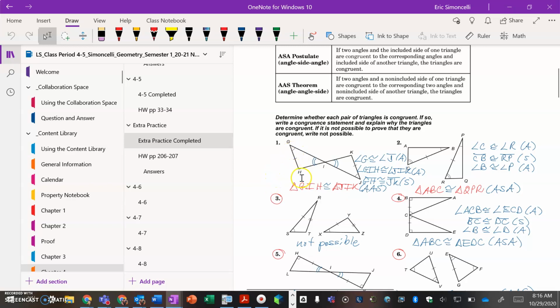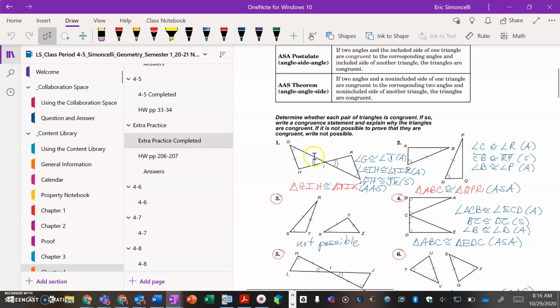It shows here that you've got two triangles. Here's one triangle. Here's another triangle. You are to determine whether each pair of triangles is congruent, and if so, write a congruent statement and explain why the triangles are congruent. If it is not possible to prove that they are congruent, write not possible.